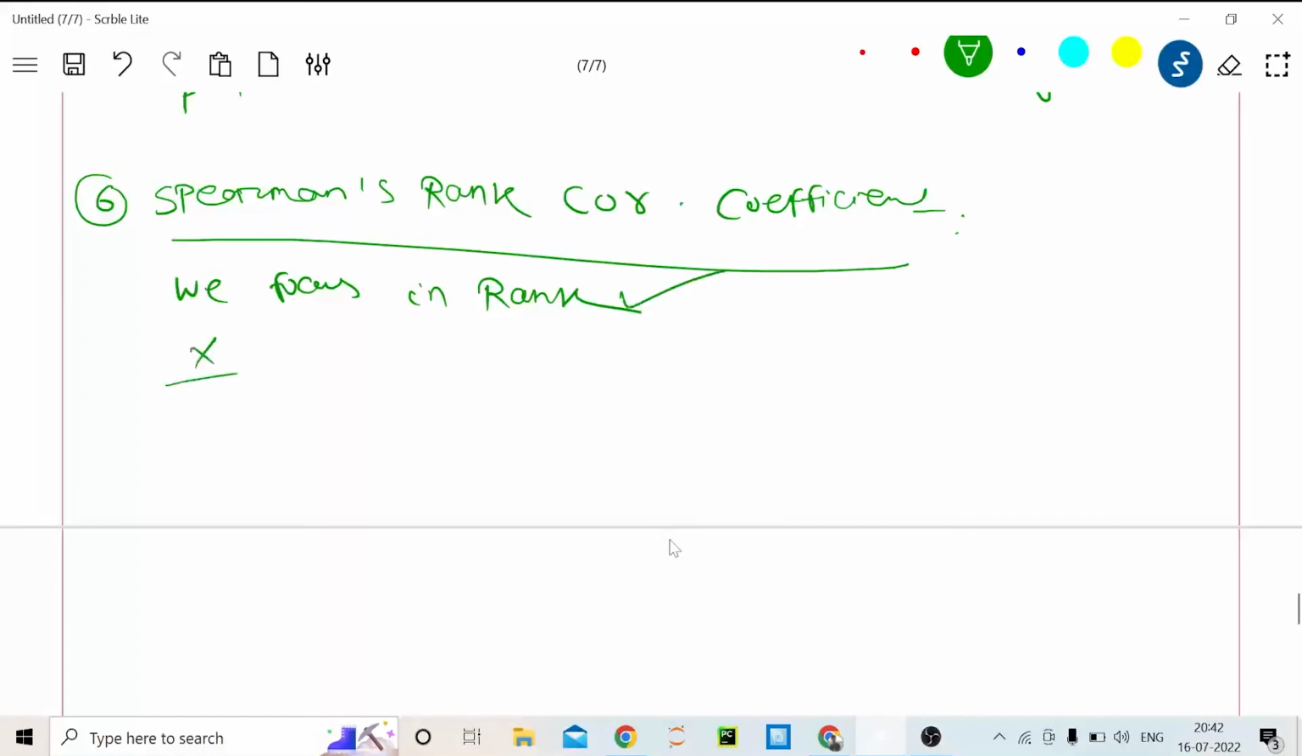Let's say x is 4, 3, 2, 1 and y is 5, 7, 9, 1. We calculate the rank of x and rank of y. Which one is bigger, 4, we rank it 1. Then 3 is next bigger, then 2, and then 1. In y, which is bigger, we rank it 1. Let's say 9 is bigger, rank 1. 7 is rank 2, then rank 3, then rank 4.